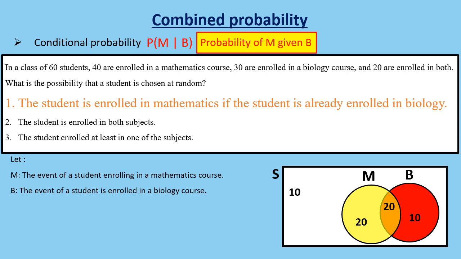The chosen student is definitely a part of that group because he or she is already enrolled in biology. And for the student to also be enrolled in math, the student must be one of the 20 students who are enrolled in both subjects. As a result, the probability of that student enrolling in the math course if he or she is already enrolled in the biology course is 20 divided by 30, or 2/3.